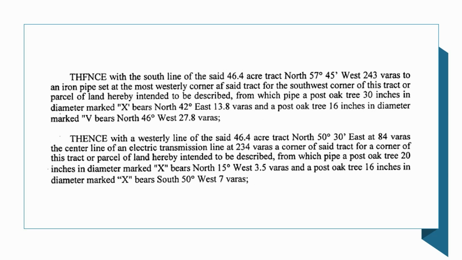Thence, with the south line of the 46.4 acre tract, north 57 degrees 45 minutes west, 243 varas, to an iron pipe set at the most westerly corner of said tract, for the southwest corner of this tract, or parcel of land hereby intended to be described, from which pipe a post oak tree 30 inches in diameter, marked X, bears north 42 degrees east, 13.8 varas, and a post oak tree 16 inches in diameter, marked V, bears north 46 degrees west, 27.8 varas.